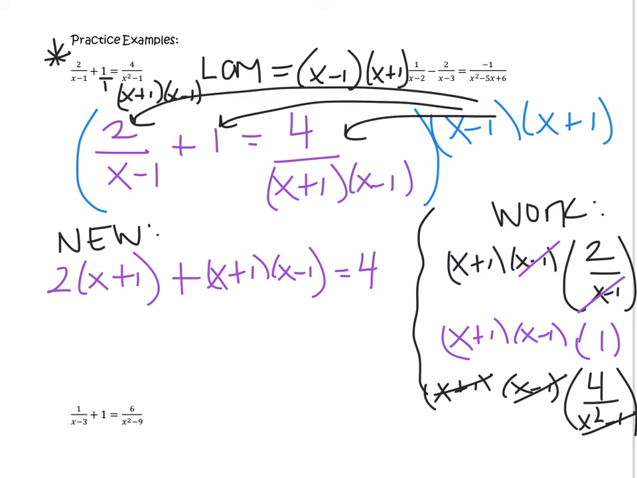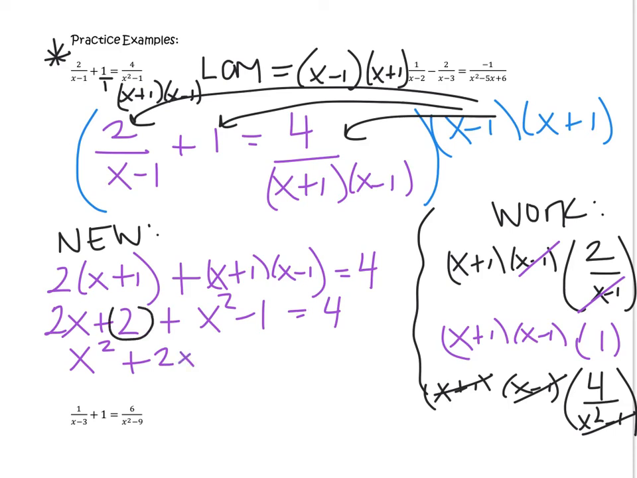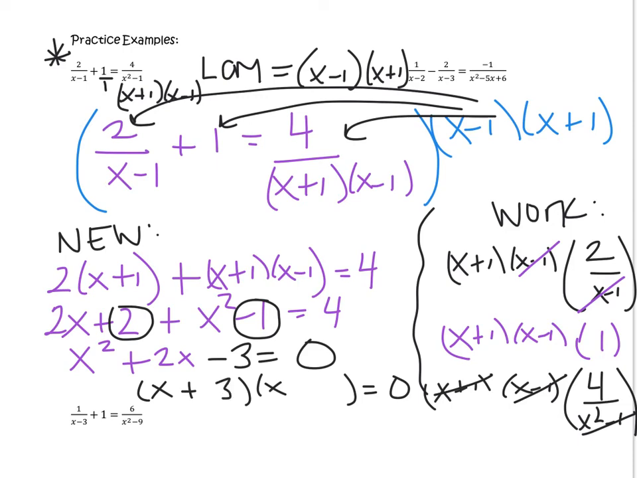I have no denominators, so now I'm just going to work on solving it. I'd have a 2x plus 2. This is going to FOIL out into x squared minus 1. Let's clean it up a little bit. X squared, I'd have a plus 2x. These two right here combine to a 1, and if I bring over that 4, it will be a minus 3 on that side. So it is a quadratic, so I do have to solve it by factoring. When I do that, it should be x plus 3, x minus 1.